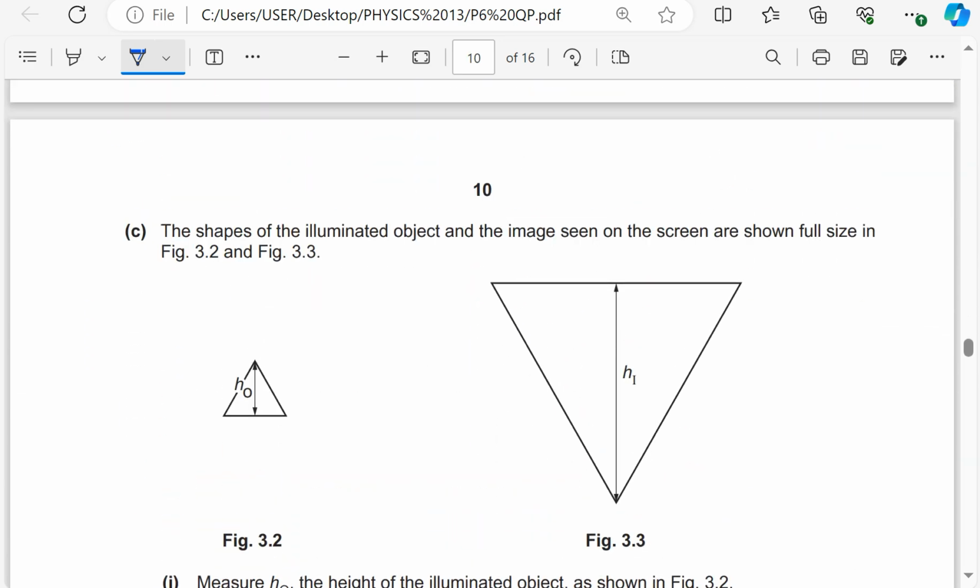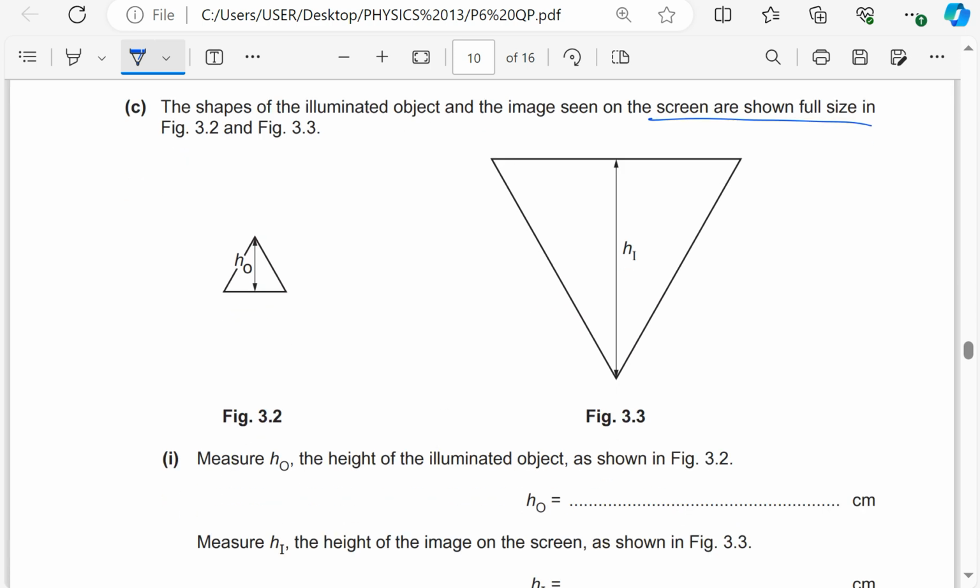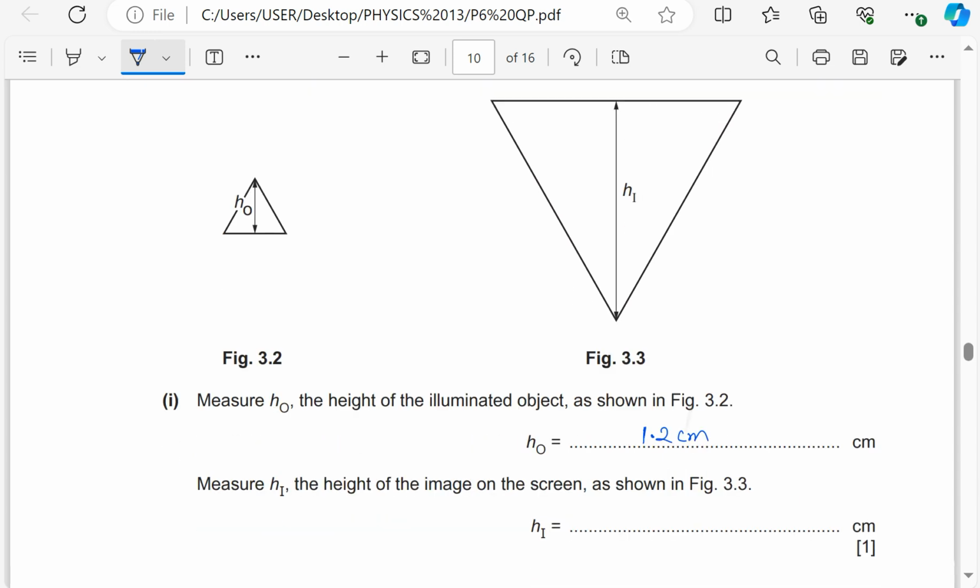Okay, the shapes of the illuminated object and the image seen on the screen are shown full size in the figure here. This is full size, that is to scale. Measure H naught. So I'll measure this from my computer. I may not get exactly the same value as yours when you print the question paper. So from my computer, I'm getting 1.2 centimeters. You may get a slightly different value depending on the printed copy that you have.